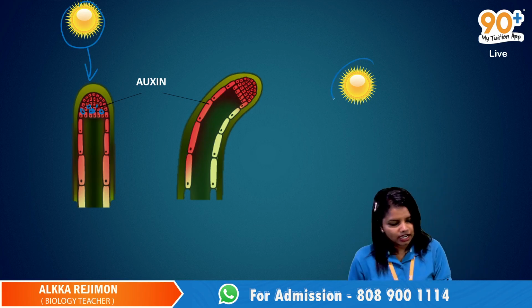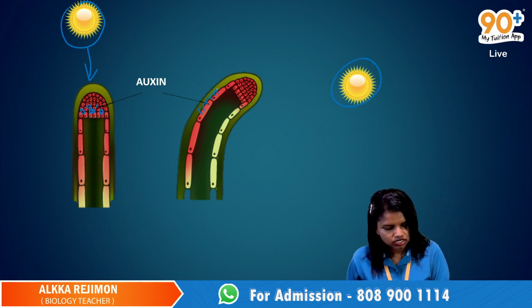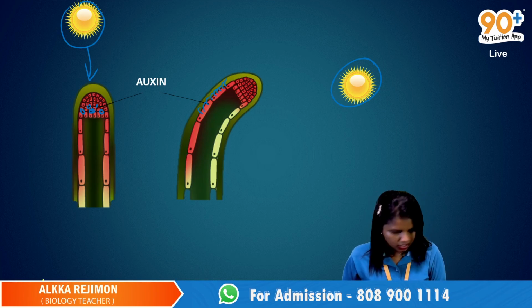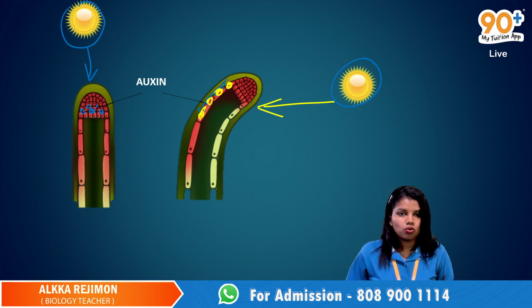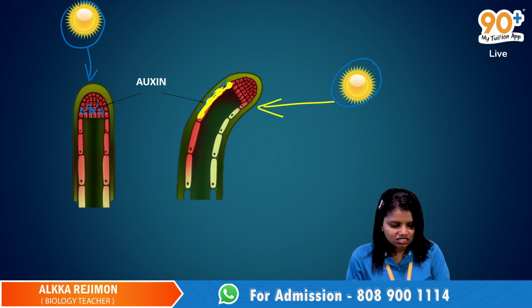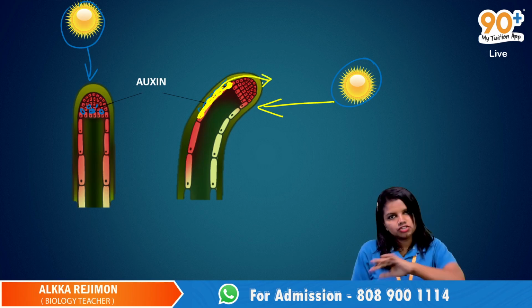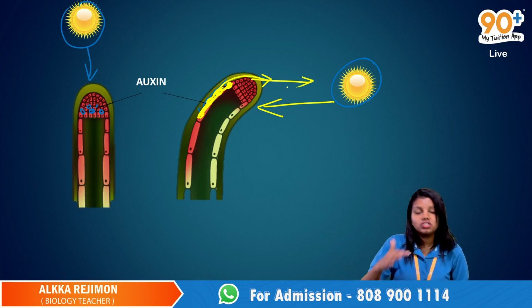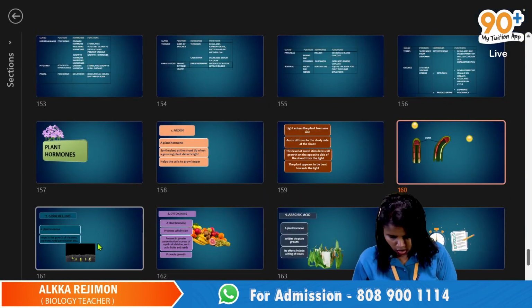But if the sunlight moves to another position, you can see the auxin get deposited in the opposite direction of light. If the light is coming from this direction, the auxin gets deposited in the opposite direction. Once the auxin is deposited in this direction, that causes a bending of the shoot. That shoot bends and moves towards the sun, and that is how it helps in the growth of that shoot. So yeah, that's pretty much about auxin.